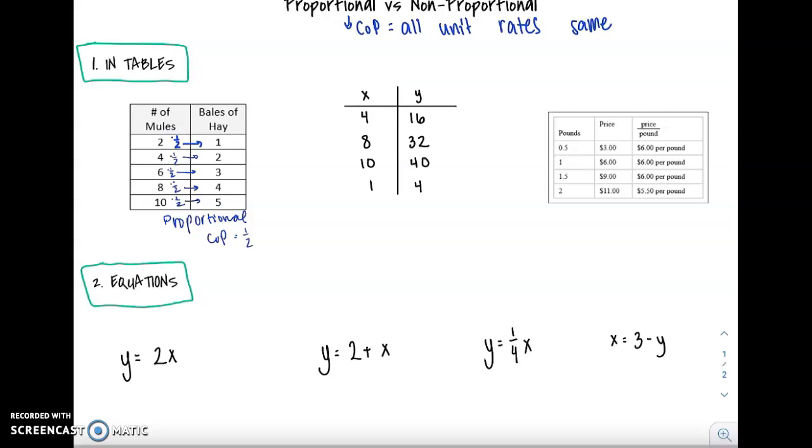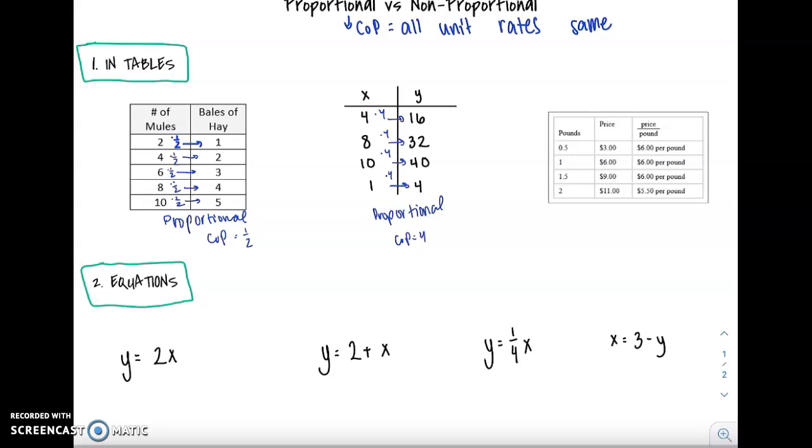The second table, I can see that 4 times 4 is 16, 8 times 4 is 32, 10 times 4 is 40, and 1 times 4 is 4. So this is also proportional, and the COP is 4.